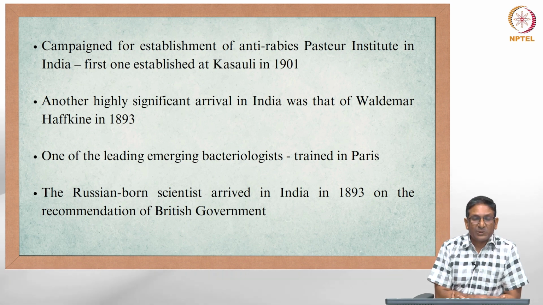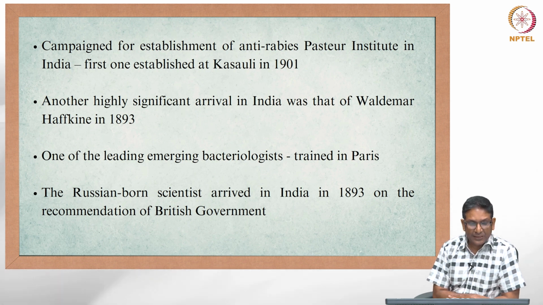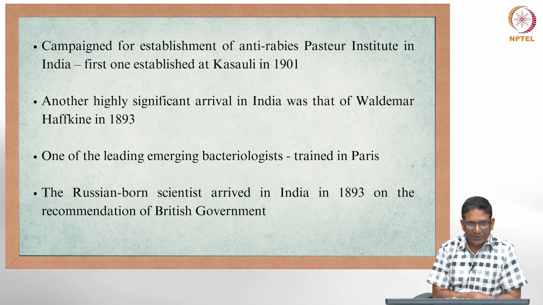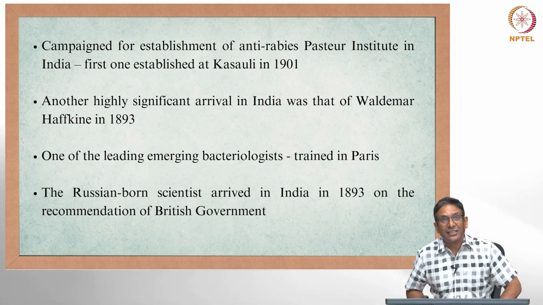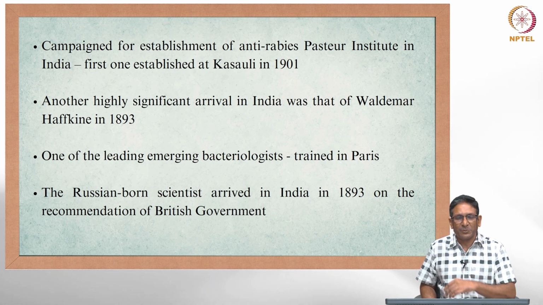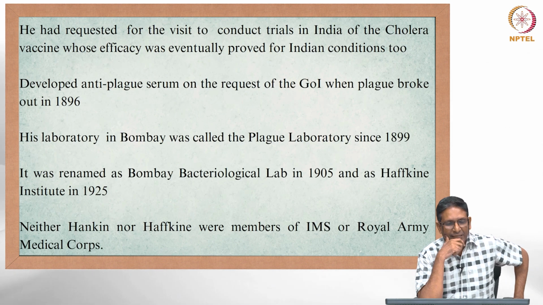And of course, keeping the point about the role of particular individuals, another big name which mattered was Haffkine. He arrived in India in 1893, and he again was a leading and emerging bacteriologist. He was Russian born, but trained in Paris. He arrived actually on the recommendation of the British government, because he had approached them for permission to visit India to conduct trials for the cholera vaccine.